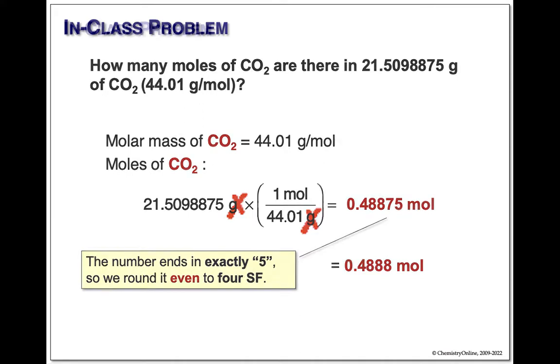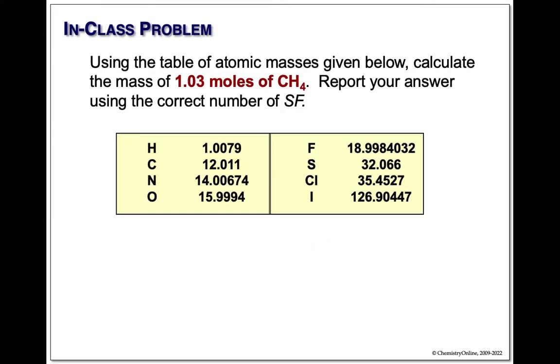This was an actual test question. I wanted students to, first of all, calculate a formula mass for methane, and then tell me how many grams of methane there were at 1.03 moles. Okay? So, methane is 1 carbon, 4 hydrogens. Quickly determine the molar mass.